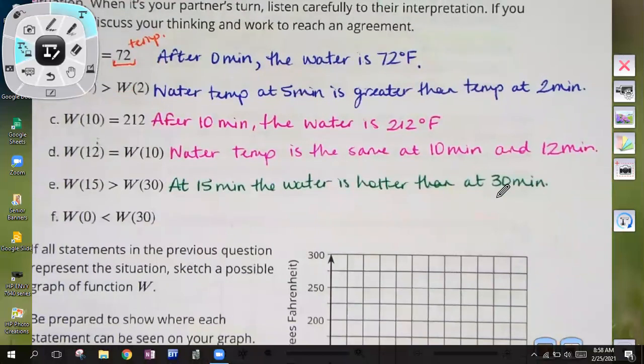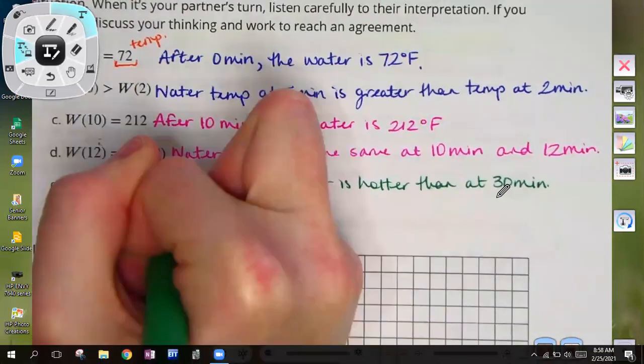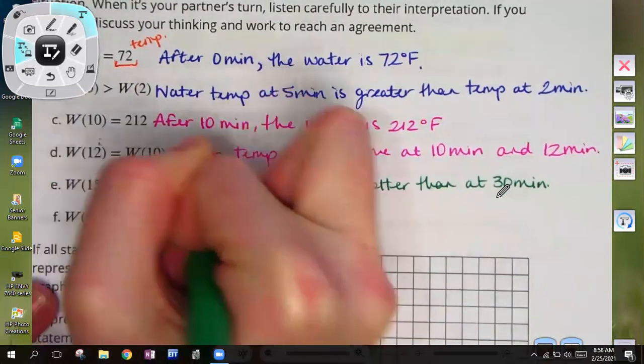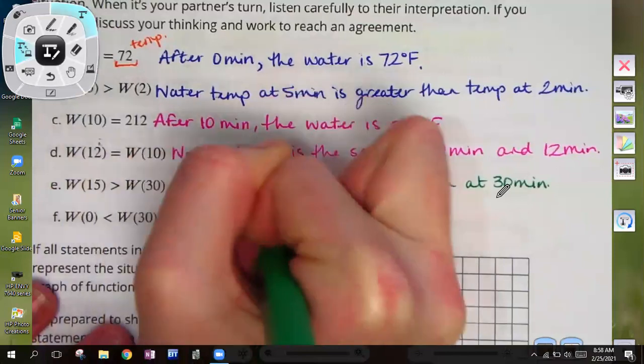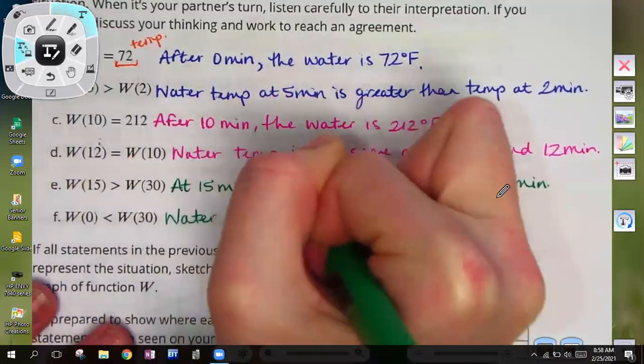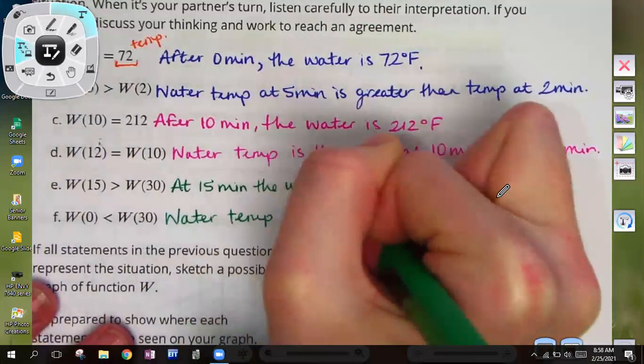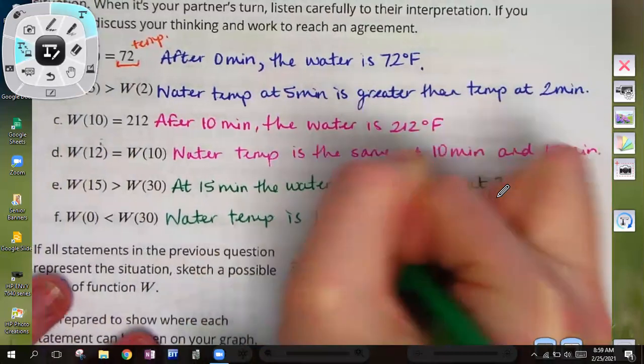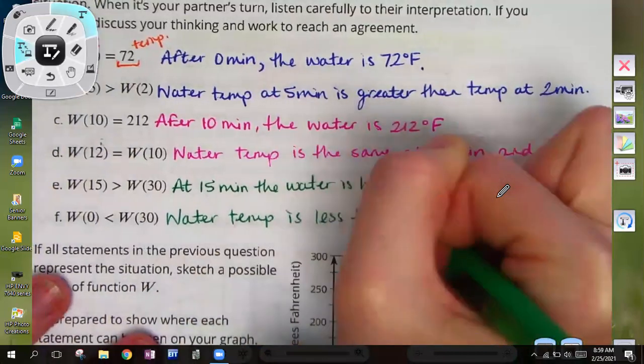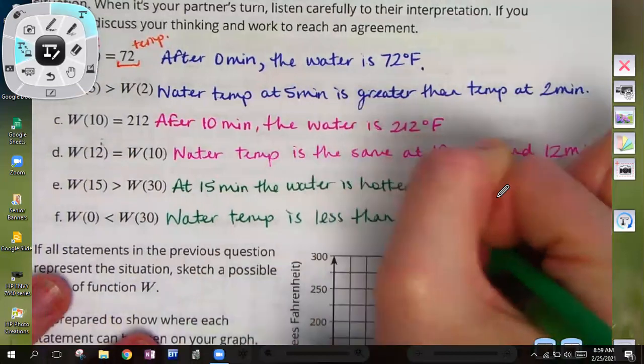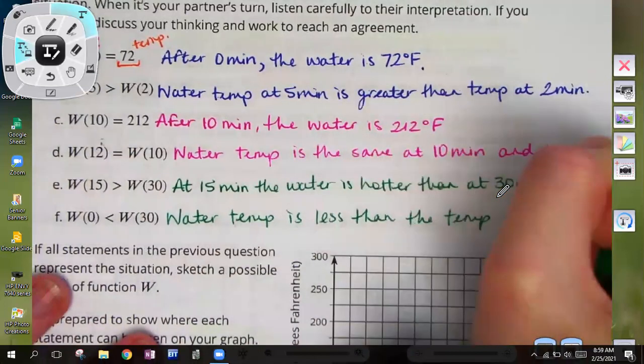Explain to me the last one, Ava. The water temp is less than, or cooler than, the temp at 30 minutes.